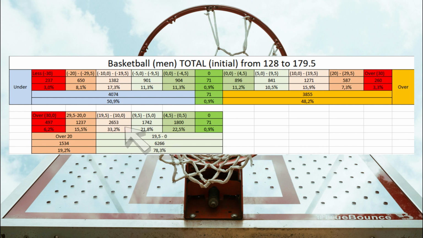From 10 to 19 points make up 33%. From 20 to 30 points make up 16%. And more than 30 points account for 6.2%. This is for matches where the initial total is less than 180 points.